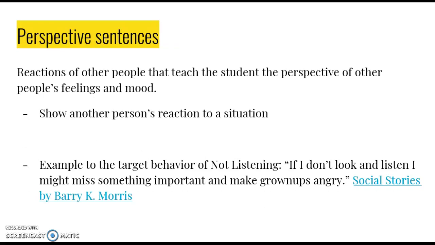A perspective sentence is a reaction of other people that teaches the student the perspective of another person's feeling and mood. It shows another person's reaction to a situation. For example, of a target behavior of not listening: "If I don't look and listen, I might miss something important and make grown-ups angry."